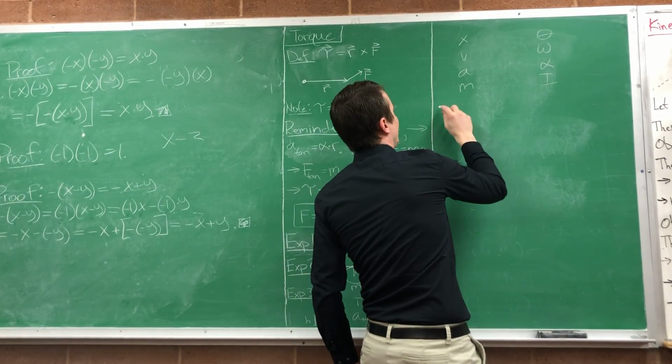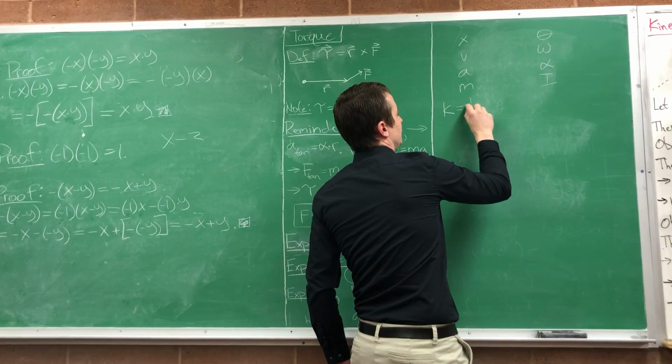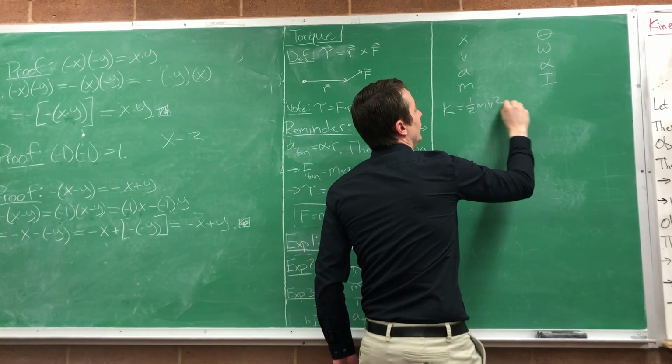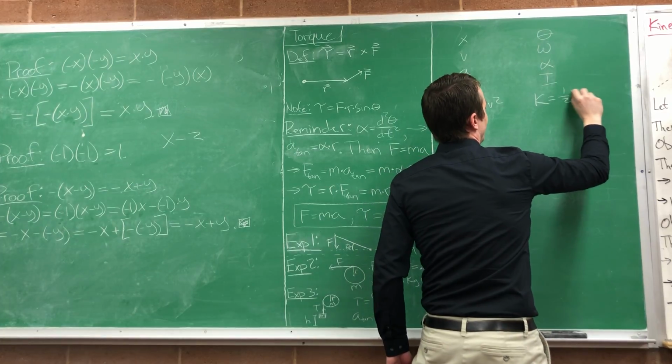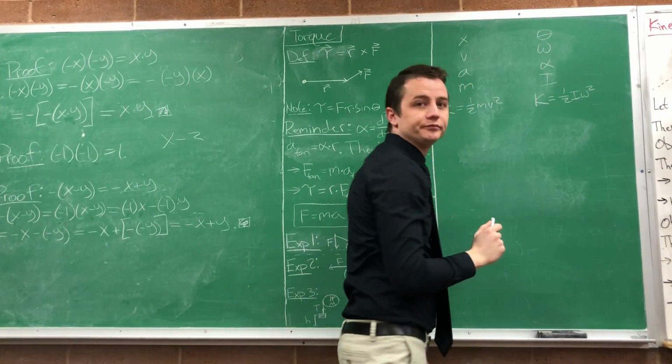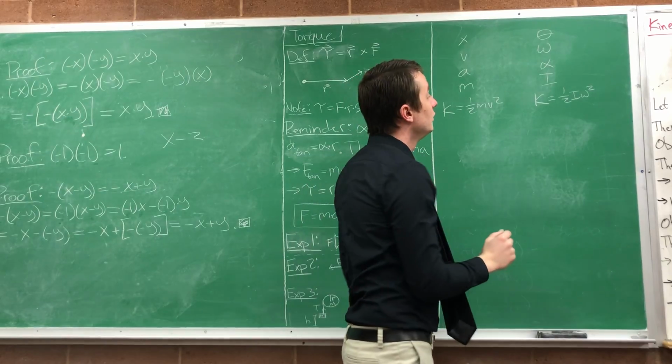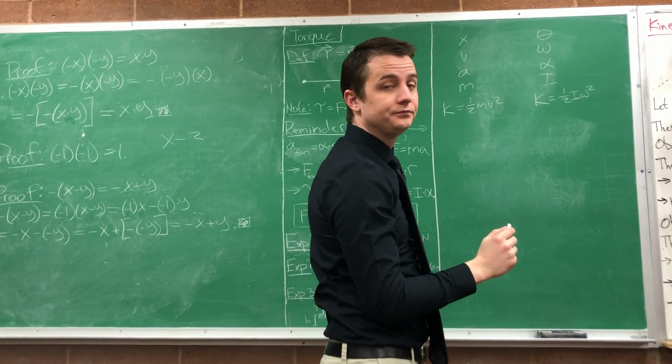And so over here we had something like kinetic energy was equal to 1/2 mv squared. And I think last time we derived that kinetic energy was equal to 1/2 I omega squared, right? Can you give intuition for moment of inertia again?